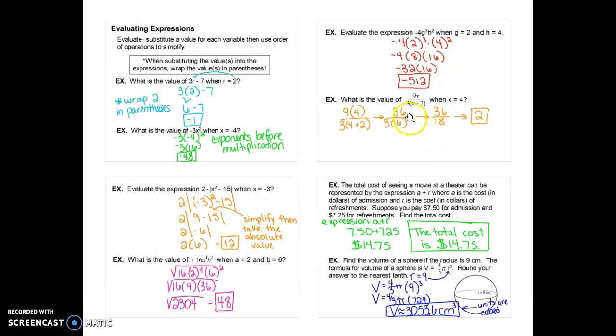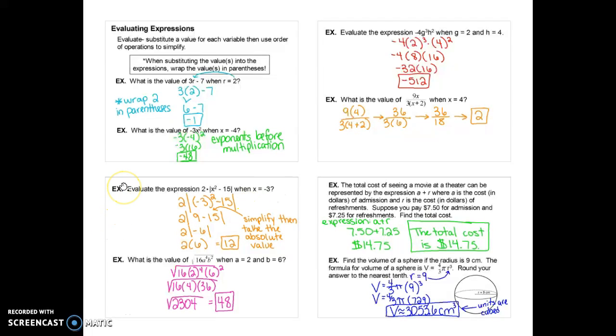Now I'm going to simplify a little bit further. My numerator I'm going to leave the same as a 36. My denominator I'm going to continue to simplify, so 3 times 6 gives me 18. Now you can finally simplify this fraction, 36 divided by 18. If you're unsure, just use your calculator. You're going to end up with a final answer of 2.